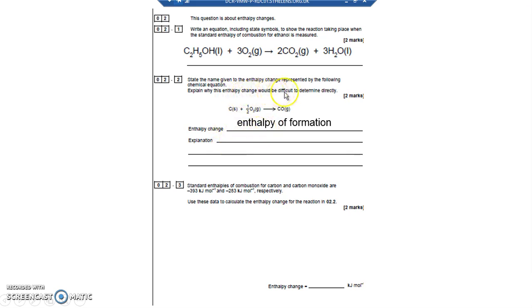Explain why this enthalpy change would be difficult to determine directly, because there's a chance that the carbon monoxide would react with further oxygen and make carbon dioxide. Standard enthalpies of combustion for carbon and carbon monoxide are -393 and -283 respectively. So for carbon it's -393 and carbon monoxide -283. Use this data to calculate the enthalpy change for the reaction in 2.2 here.